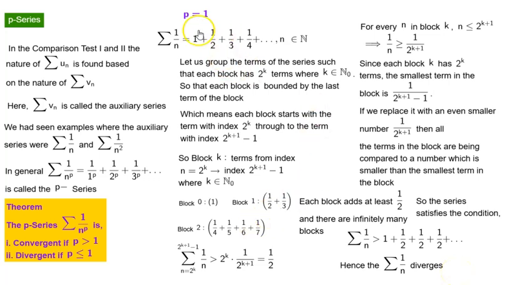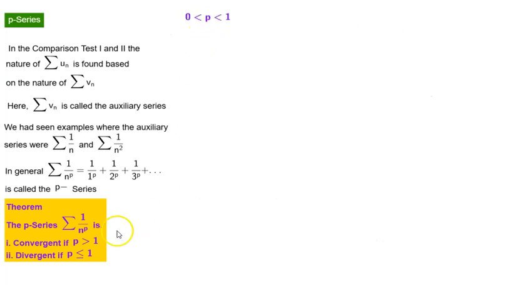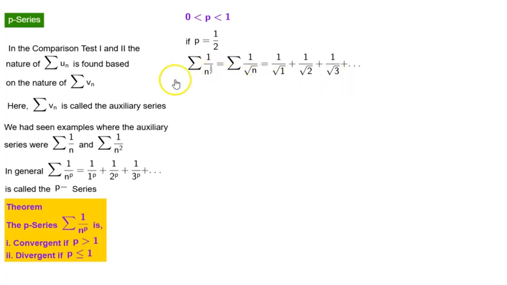Okay, so that was for the case of p equal to 1. Now, the case of p between 0 and 1. So, if p is, let's say for example, 1 by 2, then the series would look like this. Series 1 by n to the power of 1 by 2 is nothing but series 1 by root n, which is equal to 1 by root 1 plus 1 by root 2 plus 1 by root 3 and so on.